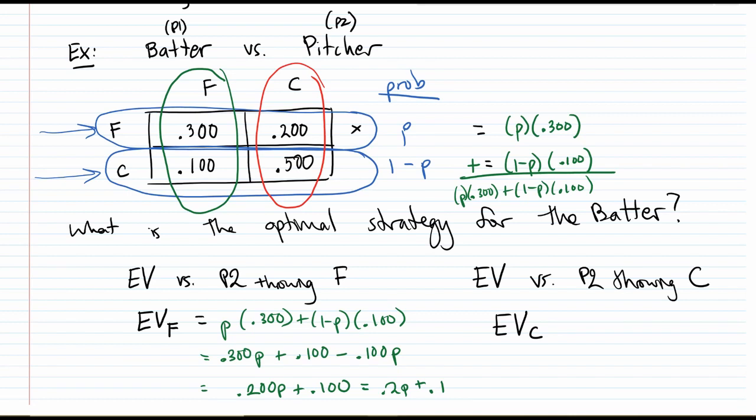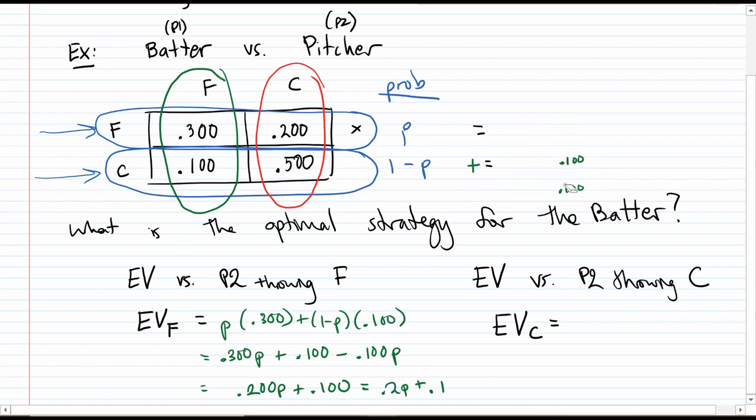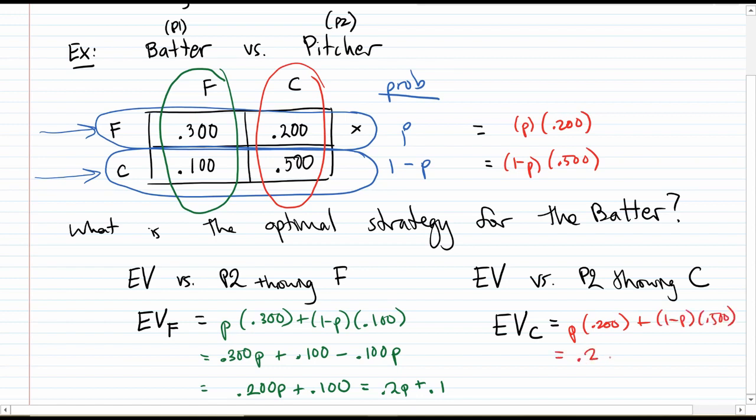Now let's find the formula for the expected value versus a curveball. Now we're in this case where the payoffs are given by the curveball column. So I have a probability of P of getting 0.200 and probability of 1 minus P of getting 0.500. So my expected value is going to be those two added up. So I have 0.2P plus 0.5 minus 0.5P. So it looks like I'll have negative 0.3P plus 0.5.